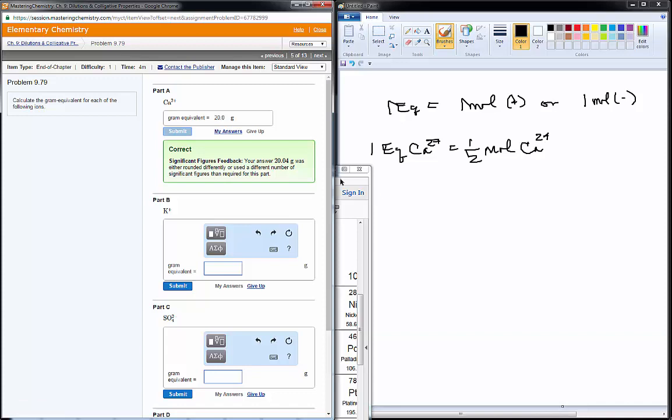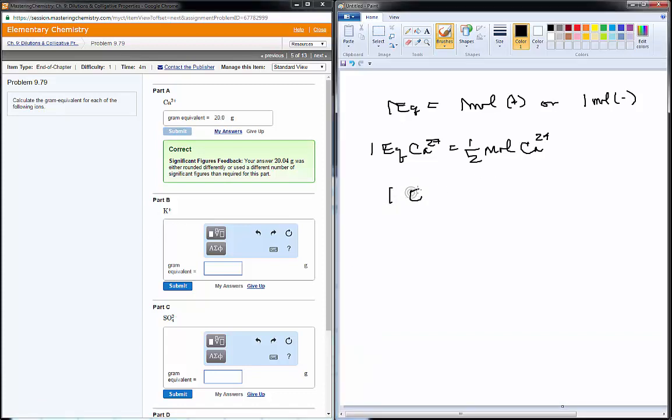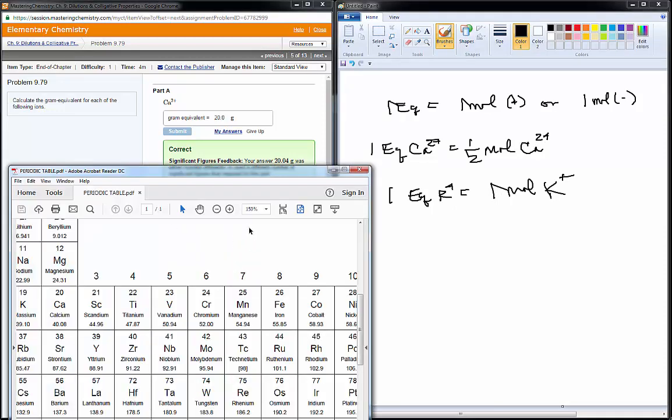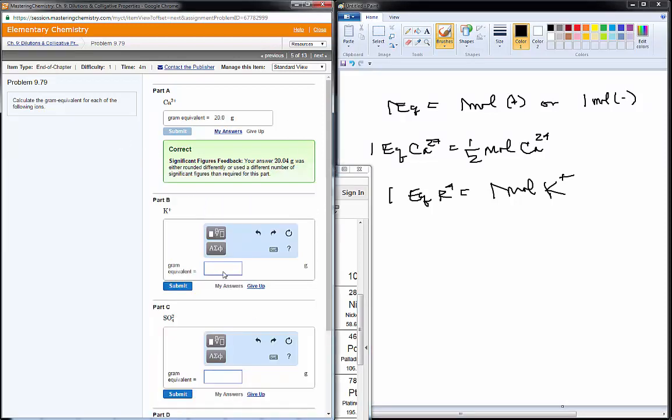Now, for potassium, because the charge is +1, then 1 equivalent of potassium is the same as 1 mole of potassium ions. That's 1 equivalent of potassium. So it's going to be the same as the molar mass. It's the mass of 1 mole of potassium. That's 39.1.